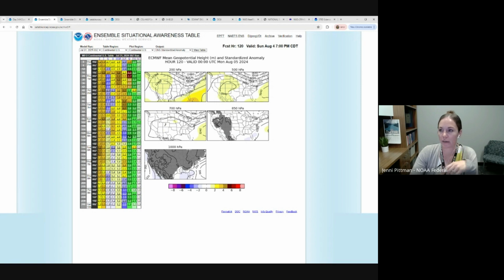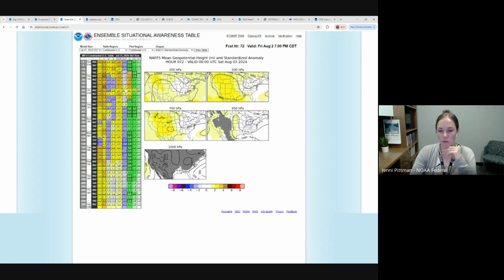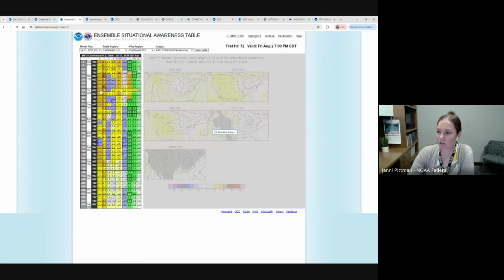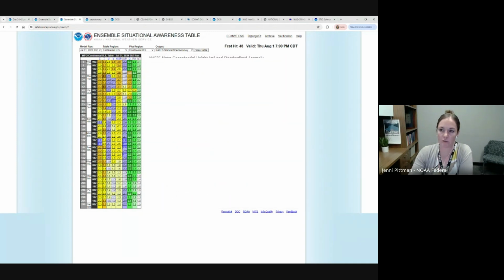So we can also look at the NAEFS as well. This, instead of the EC, is going to incorporate the GFS and the Canadian. So it should look similar, especially in this more predictable regime, this more predictable scenario. But you can just double check, make sure there aren't going to be any big differences between different model cores and ensemble cores.